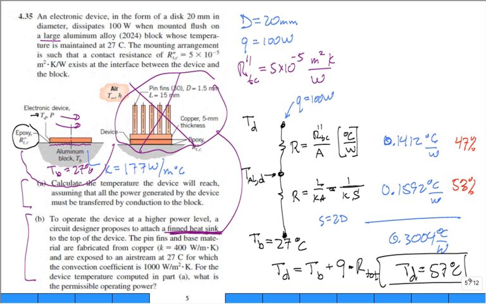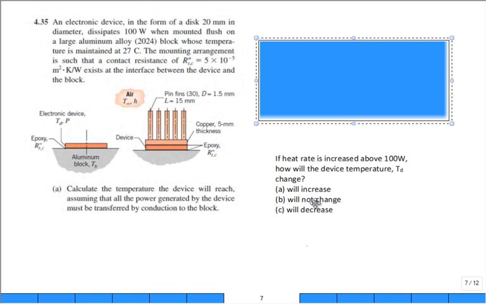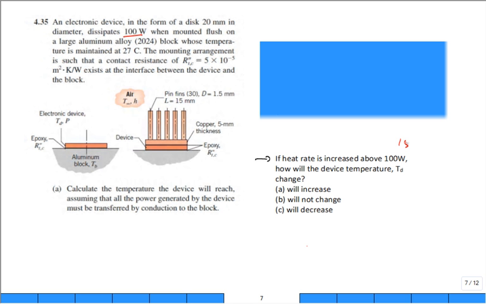Make sense? All right, let me press forward. Okay, I'd like to ask a clicker question, and it's the same problem that we just discussed. The clicker question reads, if the heat transfer rate is increased above 100 watts, now you're not just putting in 100 watts, think about putting in 150 watts or 200 watts, right? It goes up higher than 100 watts. How will the device temperature change?